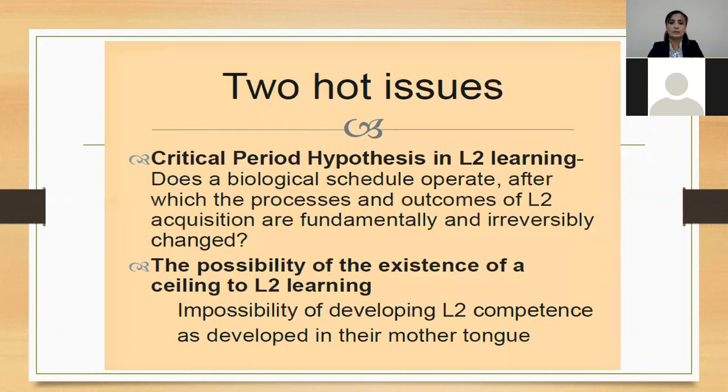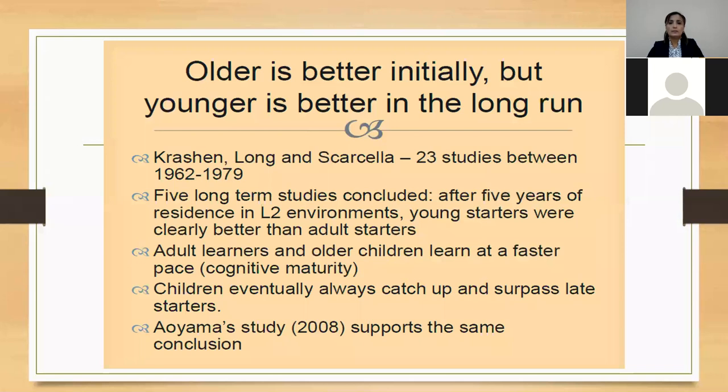Two hot issues: a critical period hypothesis in second language learning, and the possibility of the existence of a ceiling to second language learning. As for the first issue, does a biological schedule operate after which the processes and the outcomes of second language acquisition are fundamentally and irreversibly changed? Or the second issue, the possibility of the existence of a ceiling to second language learning: impossibility of developing second language competence as developed in their mother tongue. Older is better initially, but younger is better in the long run.